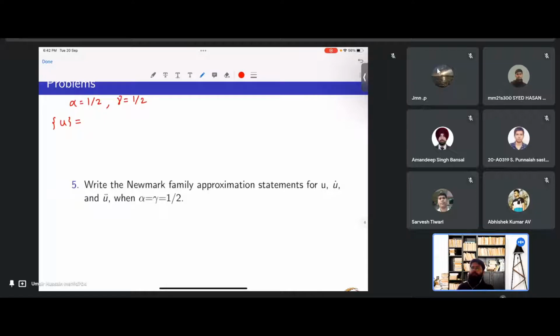For the new joinees, we have to find the Newmark family approximate statement for these unit derivative terms for alpha equals gamma equals half. So we know the alpha and gamma values. Can we approximate these things? Please feel free to answer. I just want someone to tell the formula for this.